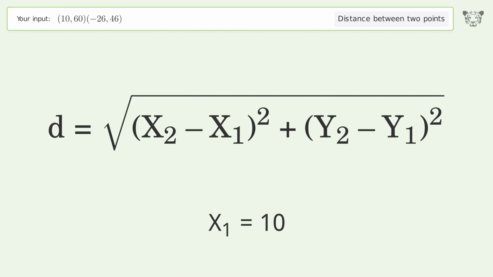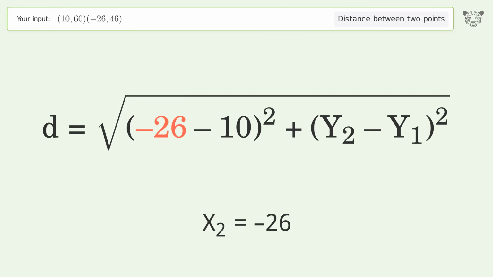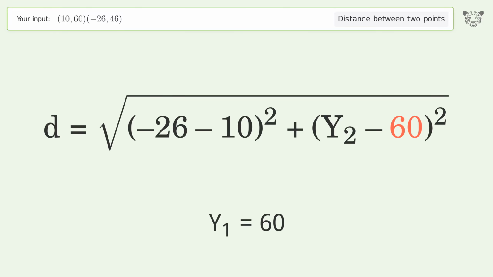x1 equals 10. x2 equals negative 26. y1 equals 60. y2 equals 46.